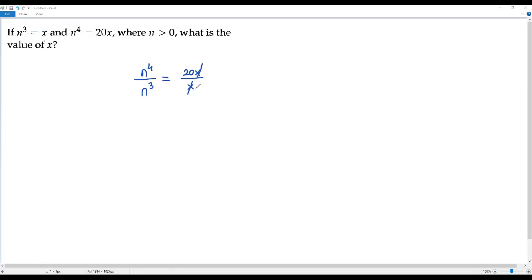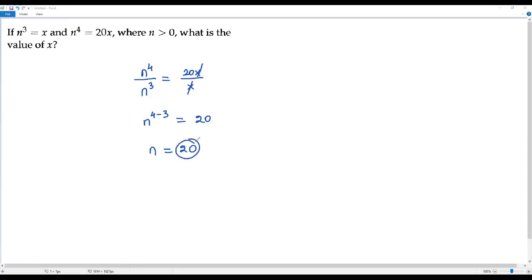Here this x will cancel out. And here we can use the quotient rule of exponents. That is, whenever we divide two terms with the same base, we can take the base once and we have to subtract the exponents. Here we divide two terms with the same base n. Then we can take the base once and subtract the exponents. Then I'm getting n to the power 4 minus 3 equals, on the right side, 20. Now we get n to the first power because 4 minus 3 is just 1. So n to the first power means it's just n. Now I got the value of n, that is 20.